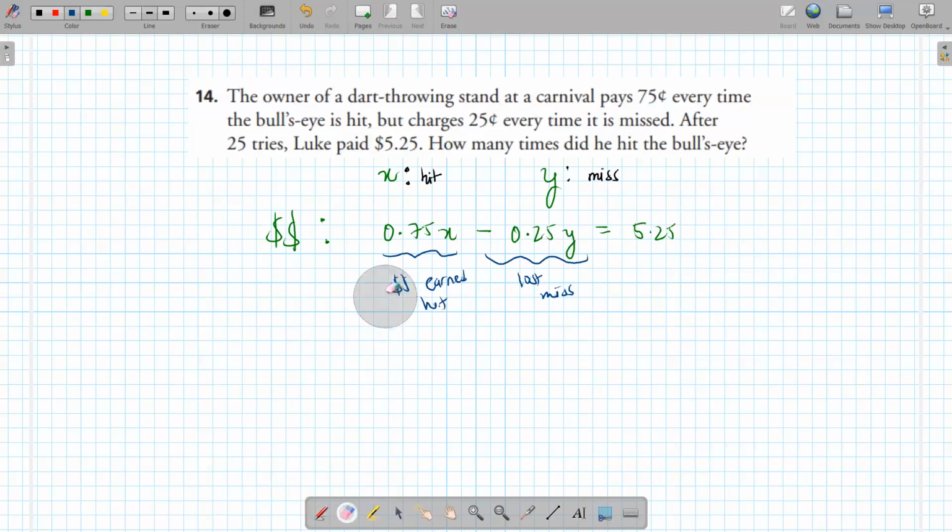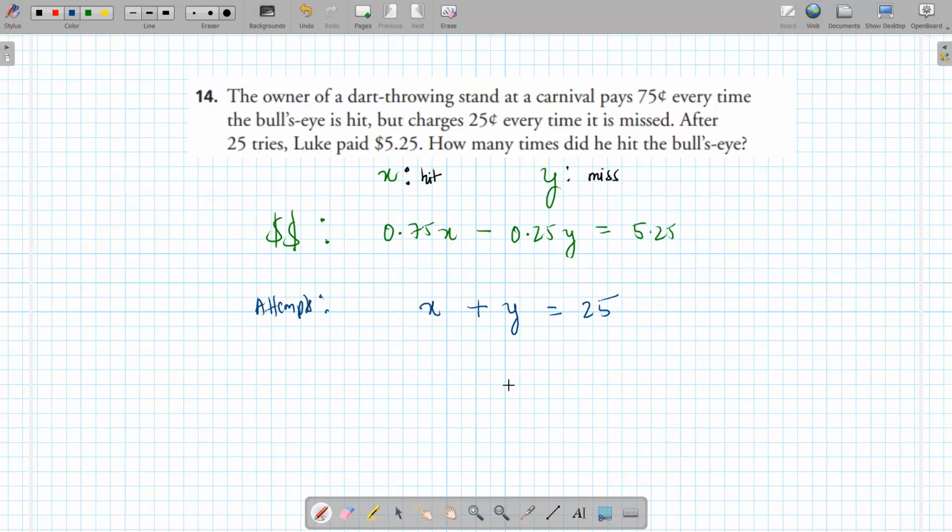So what do we do here? We need to come up with a second equation, which is going to be the attempts. So he landed x times, yeah? He missed y times, but we're counting the attempts. That's why this is a plus. What's the total number of attempts? 25. There you go. So this is going to be our equation.